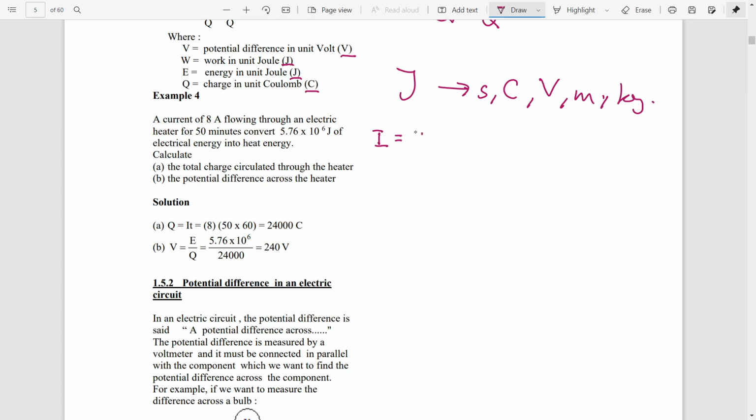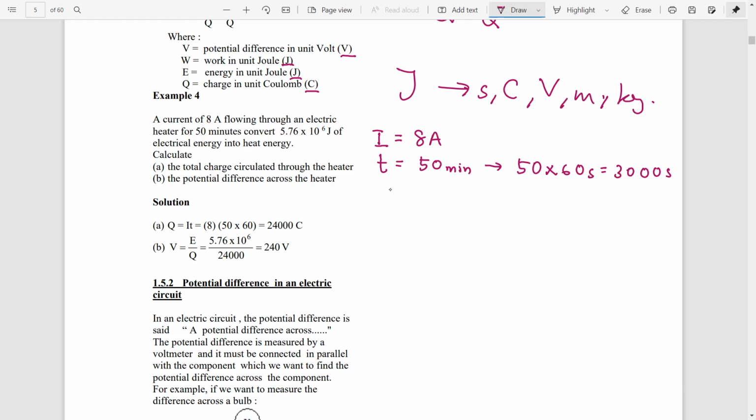So I equals to 8 ampere. Flowing through an electric heater for 50 minutes. So what is 50 minutes? It is time. So T, kita tak letak time. T equals to 50 minutes. Okay. And of course you can directly convert it into the SI unit. 50 minutes darab 60 second. So dapat berapa tu? Dapat 3000 second. Okay. Nak tukar kemudian boleh juga, tak ada masalah. Okay. Pilih saja mana yang kamu sesuai.